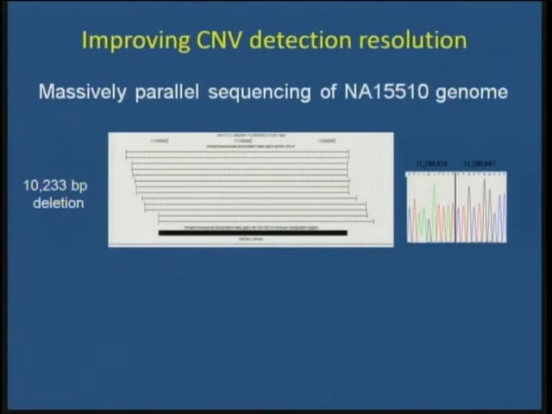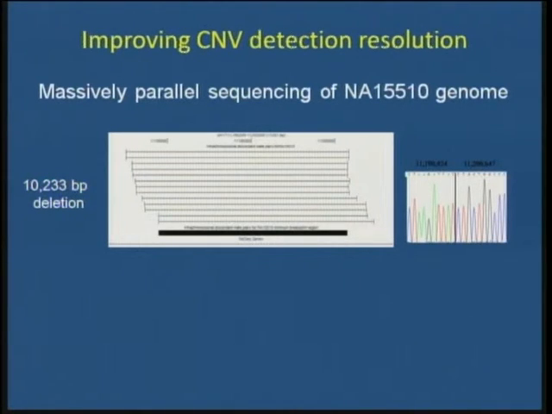So we decided to do a paired end library from a known control individual, NA15510. It's been well studied in array CGH and genomic studies in general. And it's actually our reference genome for array CGH projects. So it seemed like a good genome to sequence.